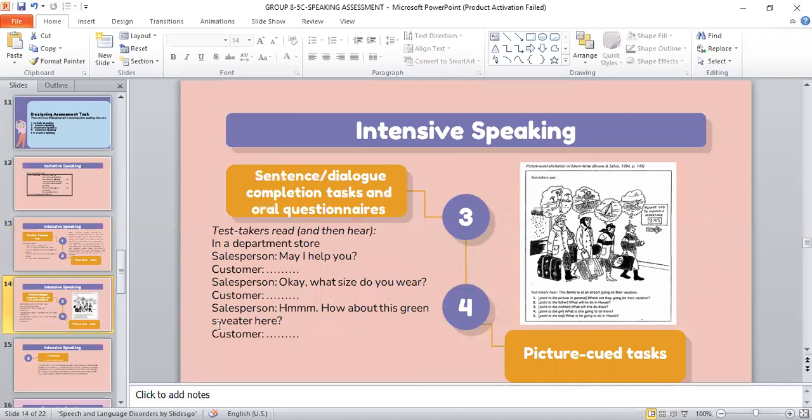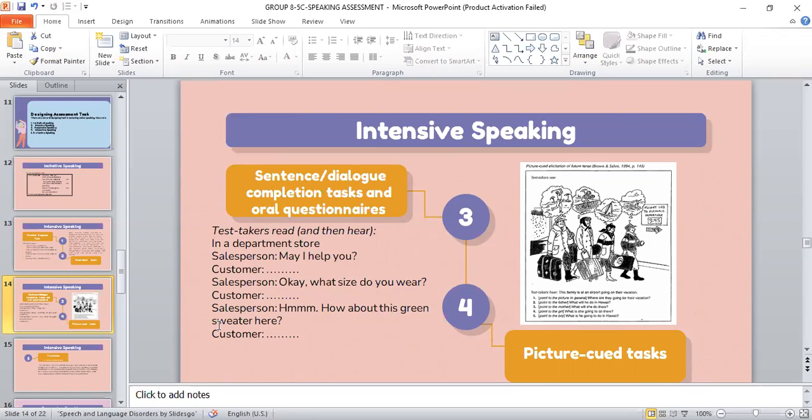You can see in this slide the example of sentence or dialogue completion task, oral questionnaires, and picture cue task. The third is sentence or dialogue completion task and oral questionnaire. In this method, test takers read a dialogue in which one speaker's lines have been omitted. Test takers are given time to go through the dialogue to gain a sense of what's going on and to come up with acceptable lines to fill in. The test taker then responds as the teacher or test supervisor produces one segment orally.